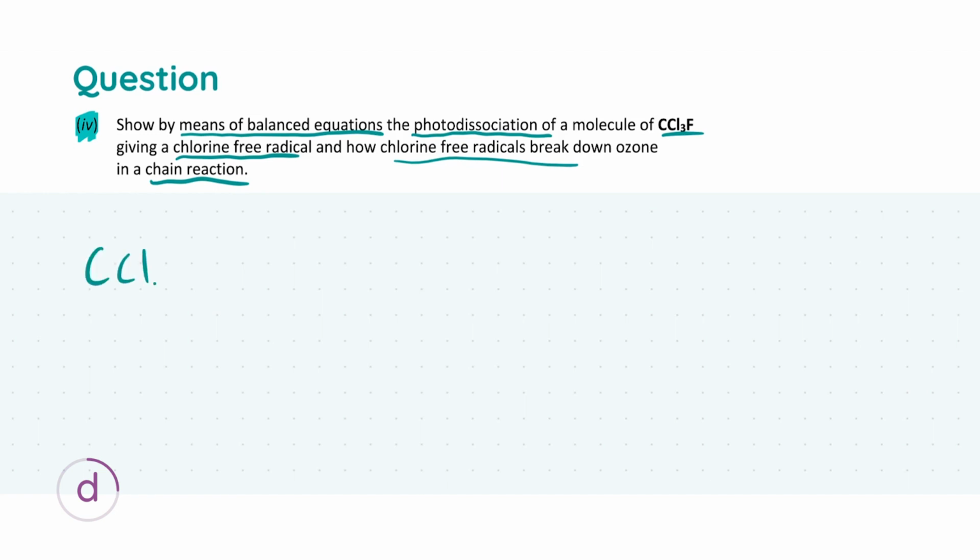The first one that we're going to see here is we're going to start with our CCl3F, and once we shine UV light on it, it's going to dissociate into CCl2F, and this is going to be a radical because we're removing one of those chlorines, so it's no longer stable, and we're also going to have another chlorine free radical over here.